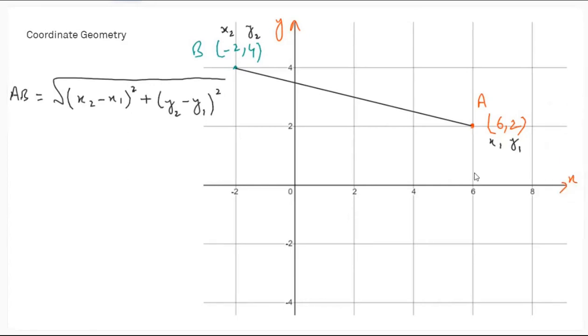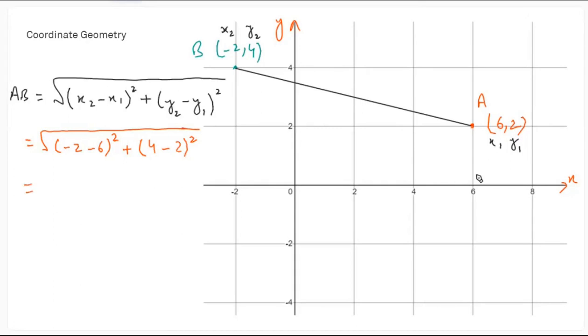Now, how do we calculate this distance here? हम यहाँ पे values input करेंगे सिर्फ x2 की जगह. x2 की जगह हम क्या करते हैं? We input -2 minus x1. x1 कहाँ पर है? This is x1, that is 6. So we say this is 6 a whole square plus y2. What is y2? y2 is this 4 here. 4 minus y1, that is 2. इसको square करते हैं. Okay. Now, if you evaluate this, that is going to give you the distance.